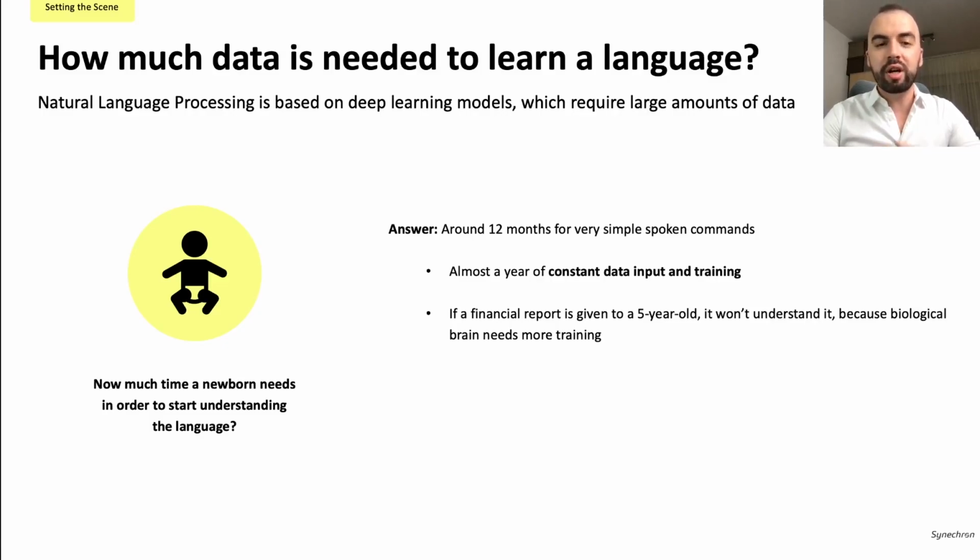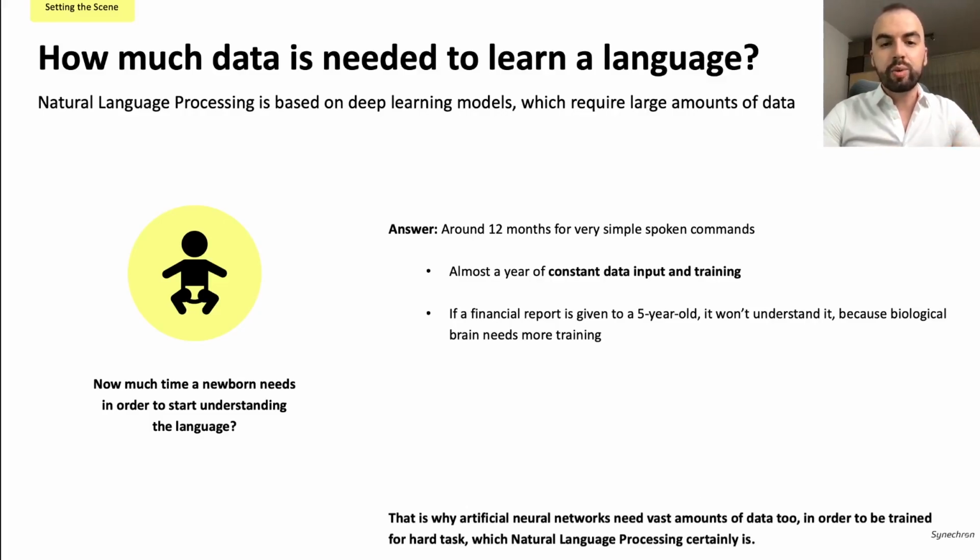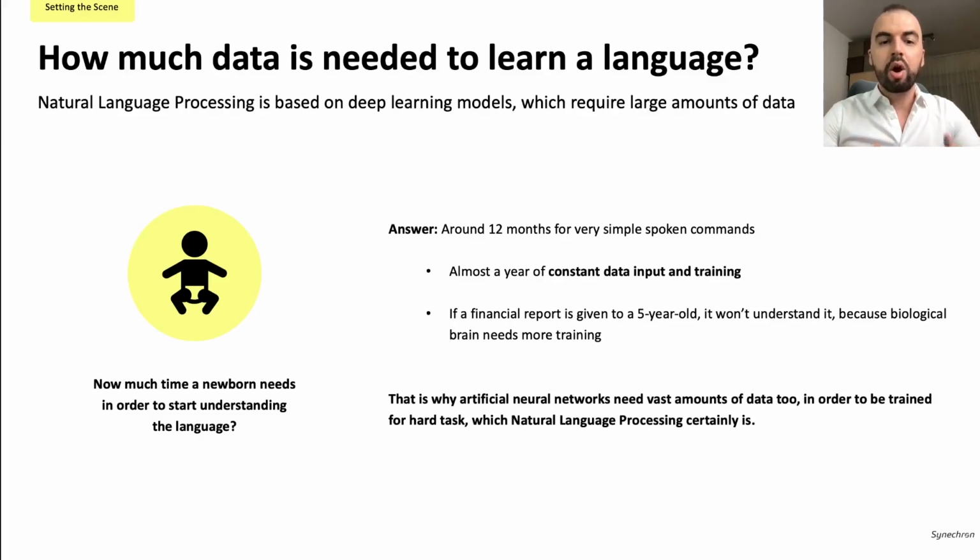So almost a year of constant input of the data to biological brain is needed for human brain to actually understand very simple comments. And even after that, if you give a financial report to a 5-year-old, so 5 years worth of data, it still won't understand it because it needs more information. That's why these artificial models also need huge amounts of data in order to be trained to understand complex text.